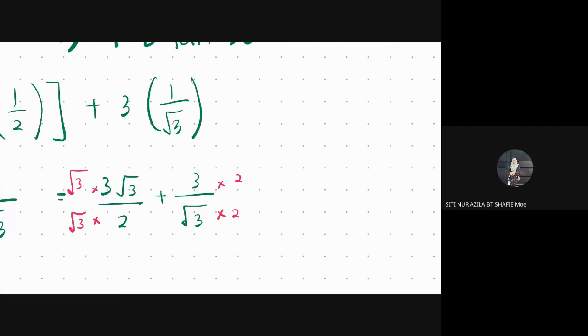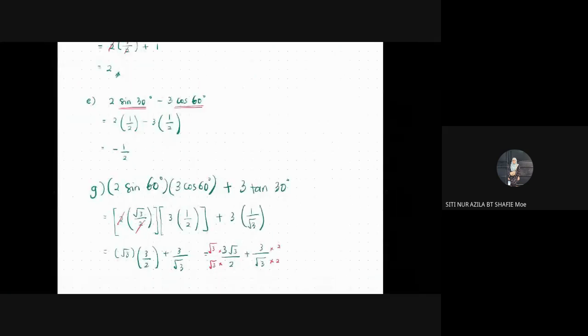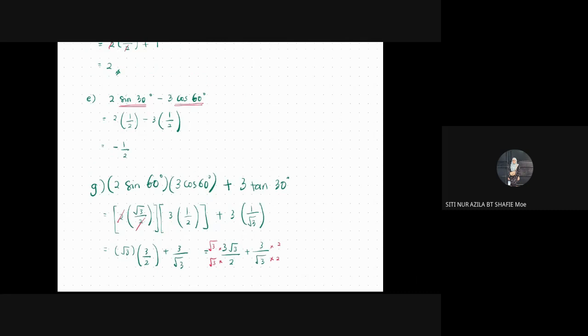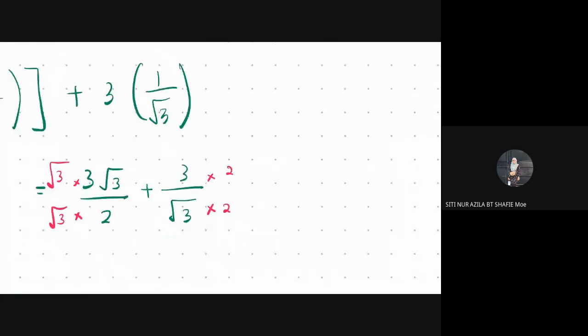And usually, if this type of question comes out in the exam, they will give you the value for sin, cos, and tan. That's why I'm not asking you to remember. I'm asking you to understand how to solve this one only. No one expects you to remember this one. Okay, to solve this one, you have to equate the denominator. That's why I multiply this by root 3 and then the second fraction, multiply this by 2.